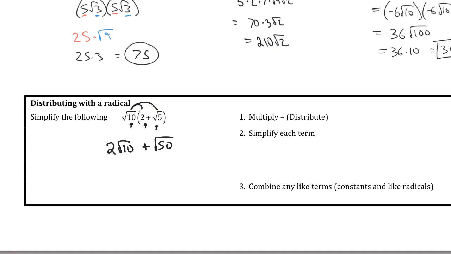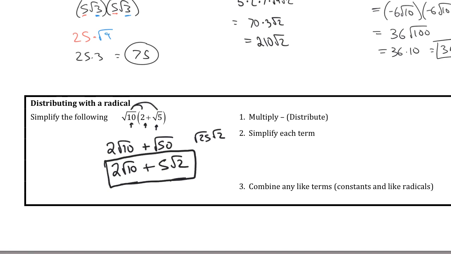Then I have to simplify. Root 10 doesn't, so I'm good with 2 root 10. But root 50, I'm thinking root 25 root 2, which is 5 root 2. I would then check, do I have like terms this time? Nope. So now that's my final answer.